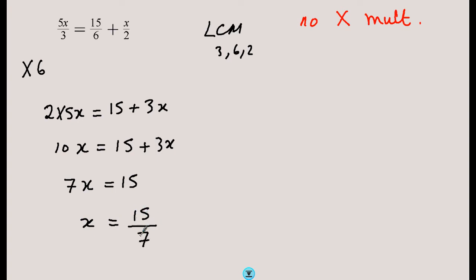So this is an easy way to solve fractional equations. Multiply both sides by the lowest common multiple of the denominators, and this allows you to get rid of the fractions.